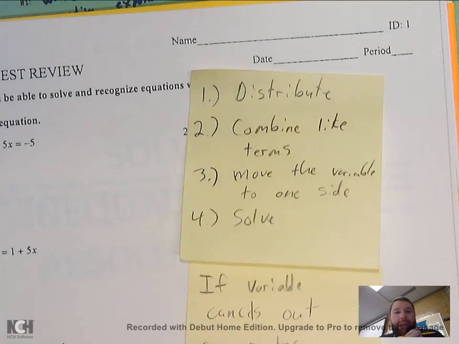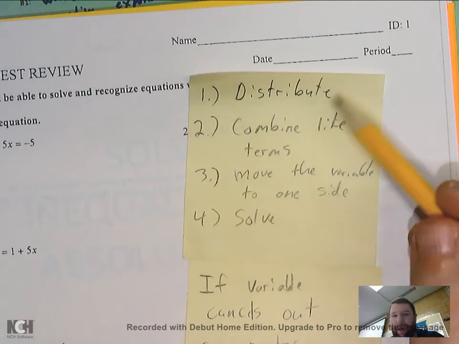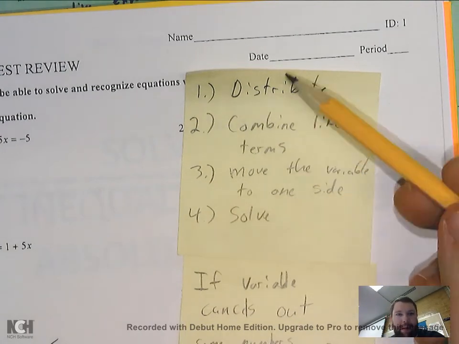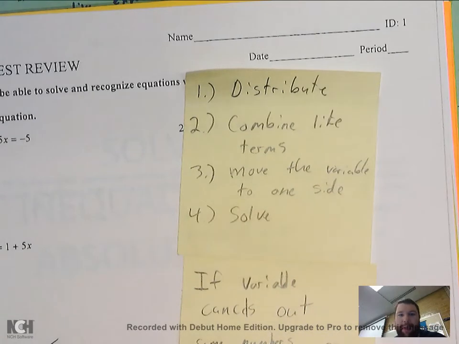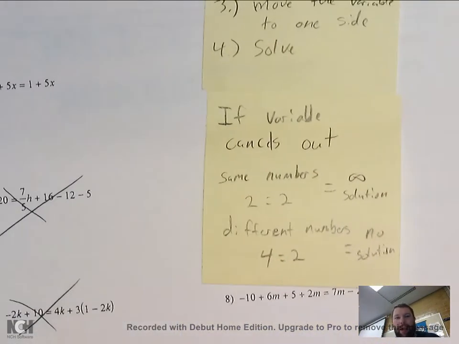Okay, so for today, it's our test review for 1.3, or the how many solutions type of test. This is going to be kind of just like any other type of equation, right? We're going to follow the same 4 steps that we've been solving. Distribute, combine like terms, move the variable to one side, and then solve the remaining. It should be just a 1 or 2 step equation.